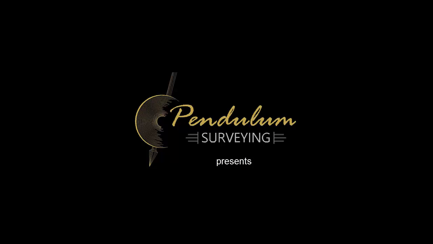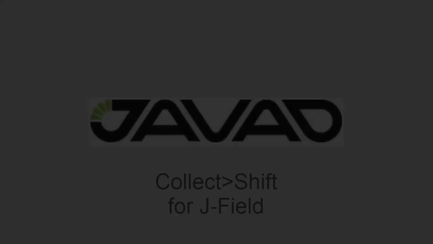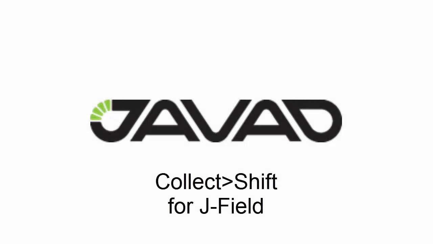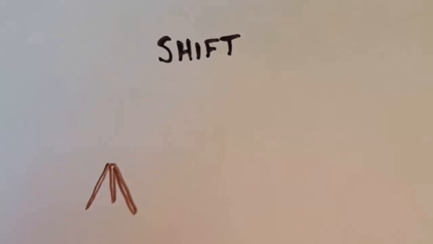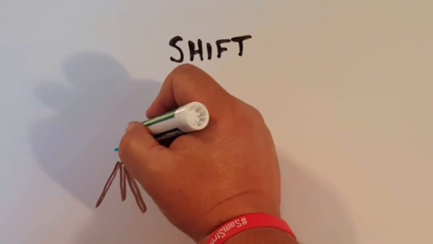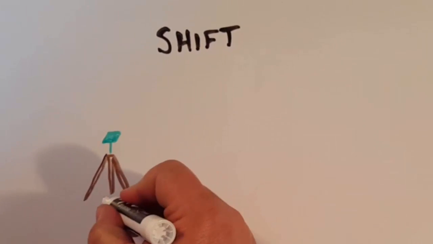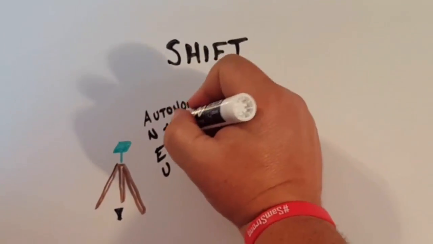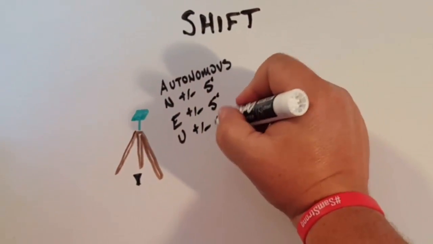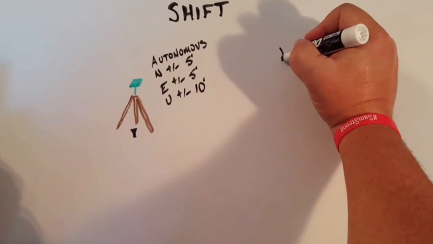Today we're going to be talking about shift in Javad JField software with the Javad Triumph LS. In this example, we have a project with known coordinates like state plane coordinates, and we're returning to the project and we want to set up our base on a remote location and then determine what the offset is from the basis coordinates to the true coordinates related to the project. And then we want to shift our work over to that and be able to work with those coordinates to be able to collect in that coordinate system.